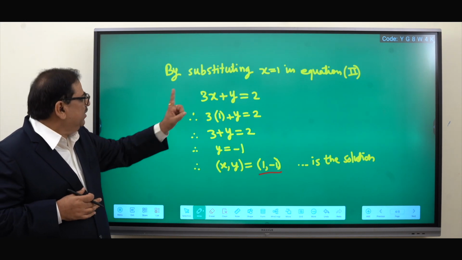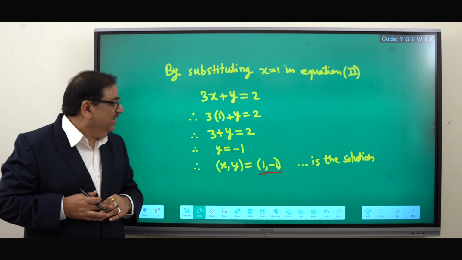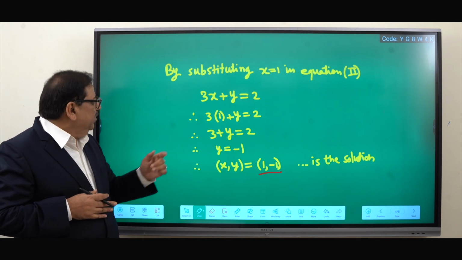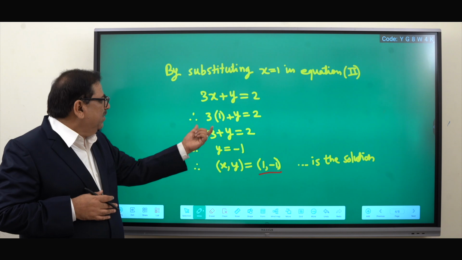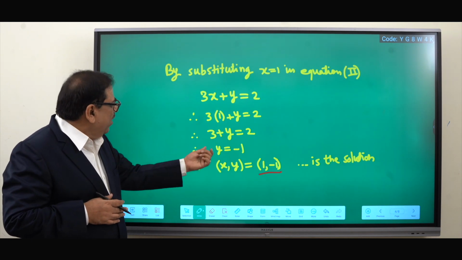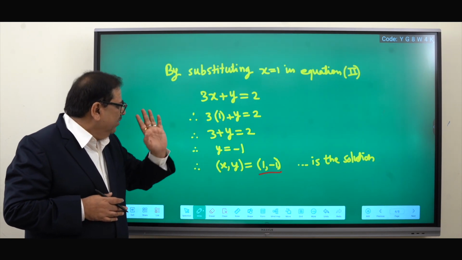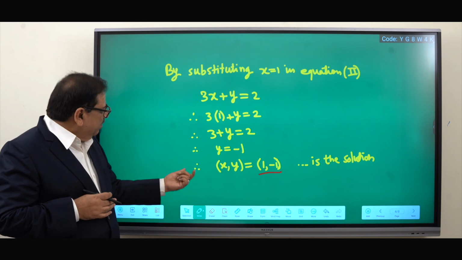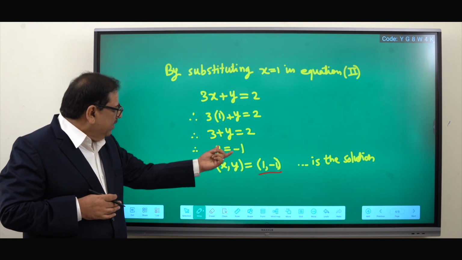So the value of x is 1. So 3 multiplied by 1 plus y is equal to 2. 3 into 1 is 3. 3 plus y is equal to 2. Therefore y is equal to 2 minus 3, which is minus 1. And therefore the value of y is minus 1.